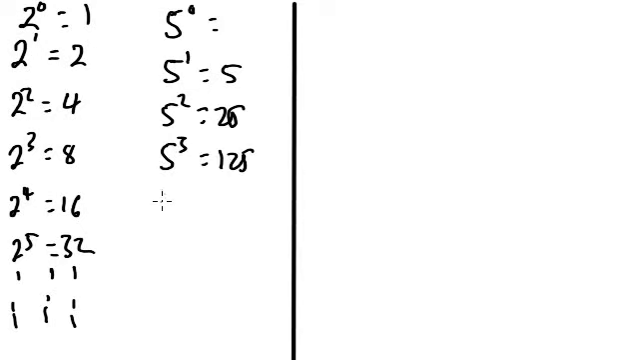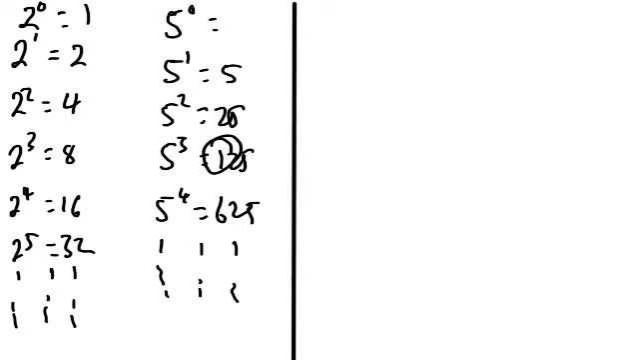What about 5 raised to the power of 1? 5 raised to the power of 0, let's leave that for now. 5 raised to the power of 1 is 5. 5 raised to the power of 2 is 25. 5 raised to the power of 3 is 125. 5 raised to the power of 4 is 625. And these will continue like that.